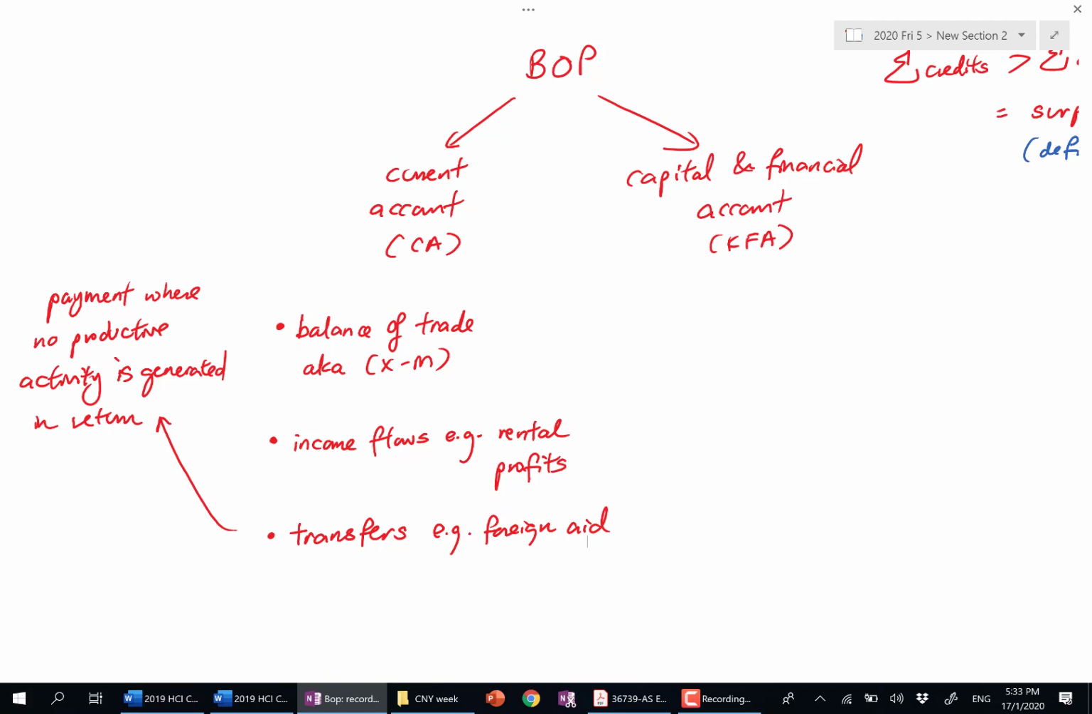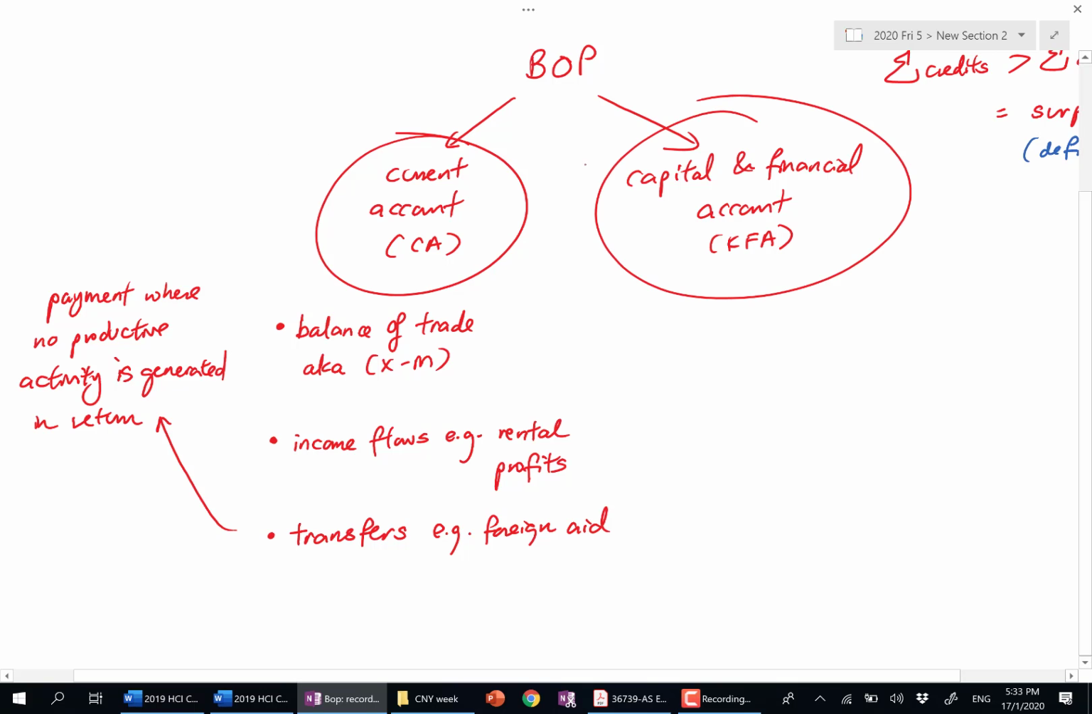Question is, why do we call it the current account? No one can answer that. But I can try to give you some intuition. Current means immediate. The things here are rather immediate. When I sell you something under X minus M, I get the payment, right? But under the capital and financial account, these things are not so immediate. They relate to investment flows.